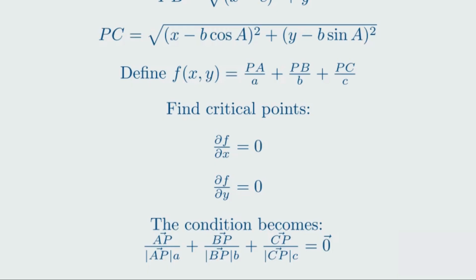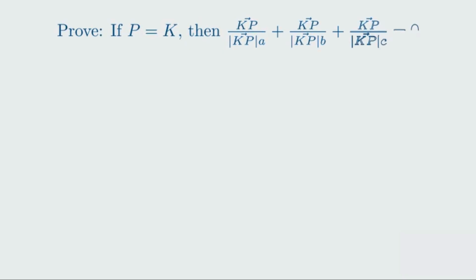We have successfully used calculus to translate our minimization problem into a geometric vector equation. We now have a precise geometric condition for the point P that minimizes our expression. Our final step is to prove that this condition is met by the Symmedian point K. So, we need to prove that if P is the Symmedian point K, then the vector equation holds.